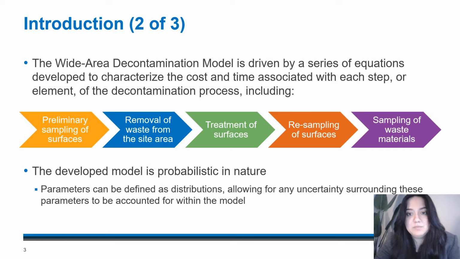The wide area decontamination model is driven by a series of equations developed to characterize the cost and time associated with each step or element of the decontamination process, including the preliminary sampling of surfaces to define initial contaminant levels, the removal of waste from the site area to decrease the cost of decontamination, the treatment of surfaces to remove contaminant, the resampling of surfaces to determine the effectiveness of treatment, and the sampling of waste materials to determine proper disposal procedures. The model is probabilistic in nature, meaning parameters can be defined as distributions, allowing for any uncertainty surrounding these parameters to be accounted for within the model.